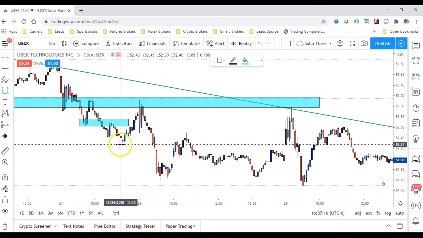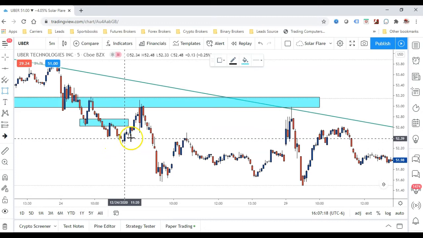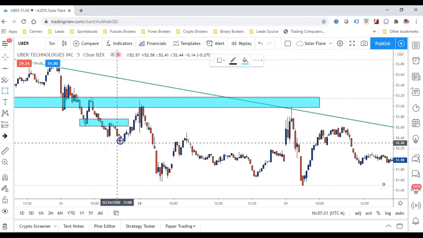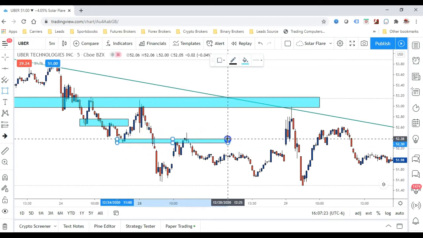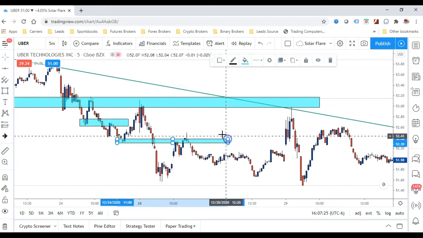Okay, we got a next one. This is our next swing low. So this swing low didn't work. Now we got a new swing low. Very small zone, as you can see here.